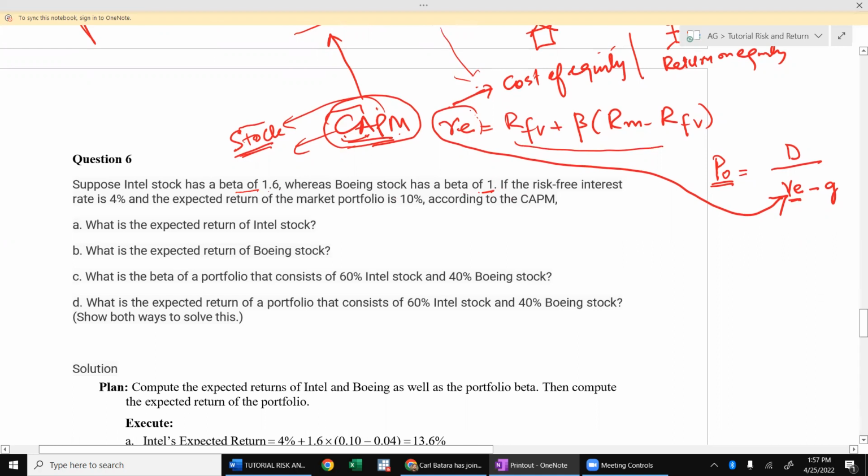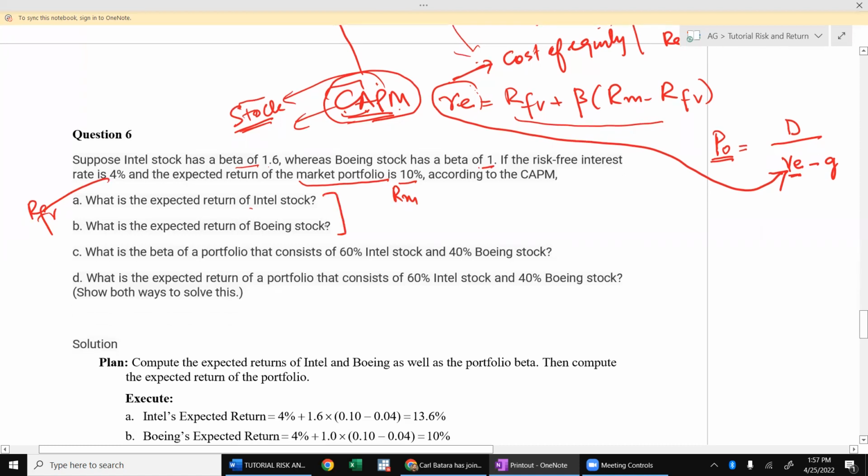If the risk-free interest rate is 4% and the expected return of the market portfolio is 10%, according to CAPM, what is the expected return of the Intel stock? Okay, so this is the return of the market portfolio. This is RM. This is the risk-free rate. These are the betas. Okay, so now first two questions we need to solve.